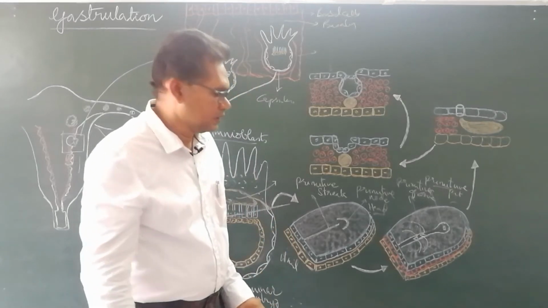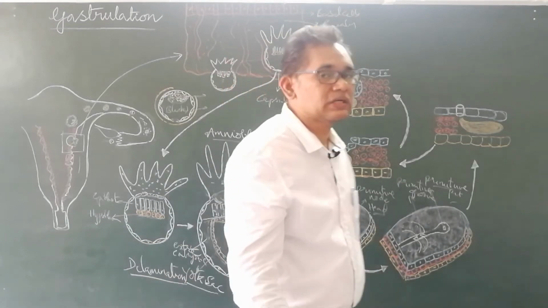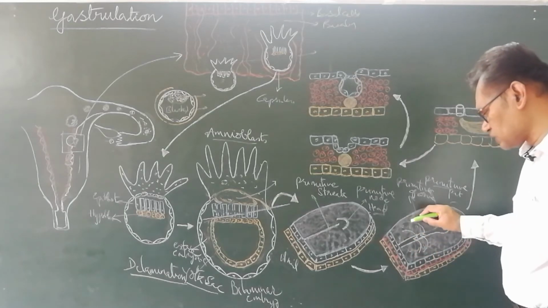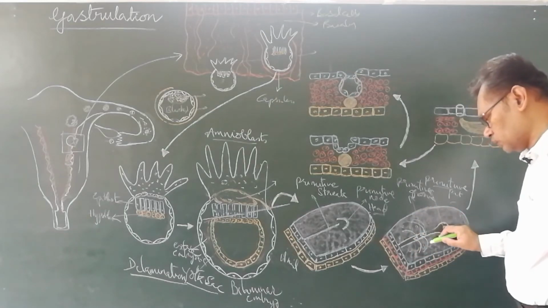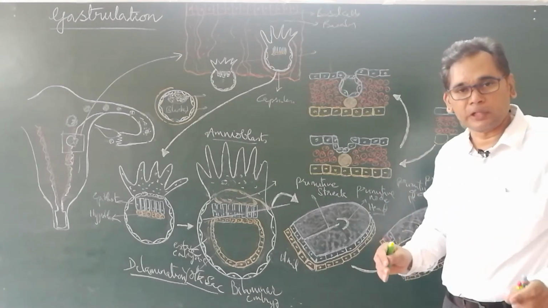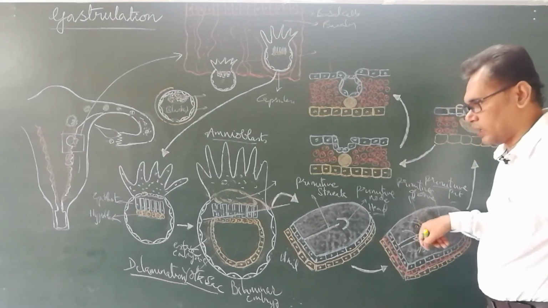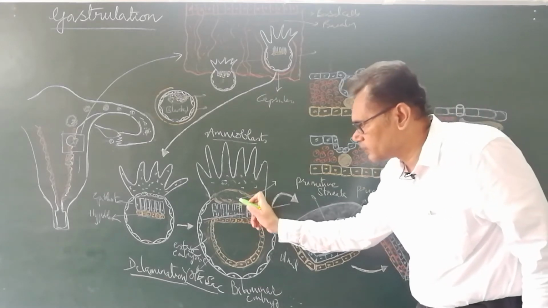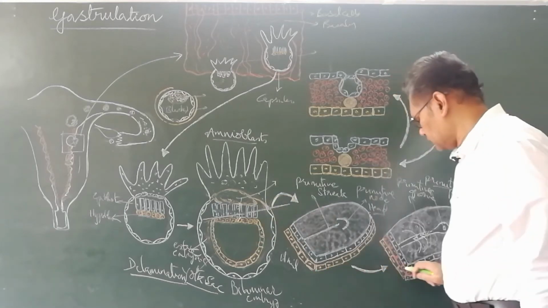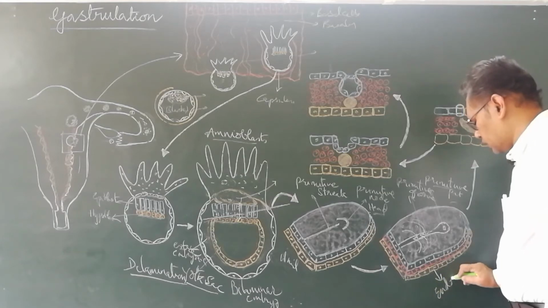Listen to what I am saying. What are these cells called? These cells are called epiblast cells. The cells present on the epiblast move and enter into the primitive groove, and then they fall on the hypoblast, and this hypoblast is changed into endoderm.